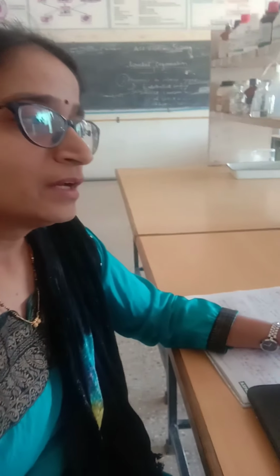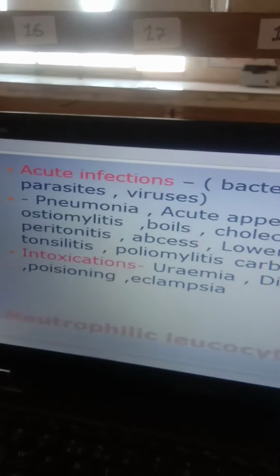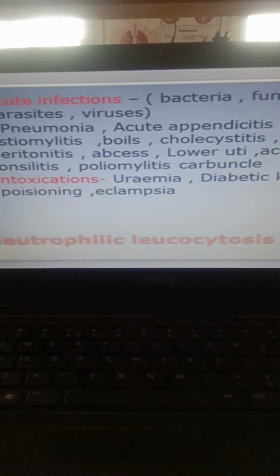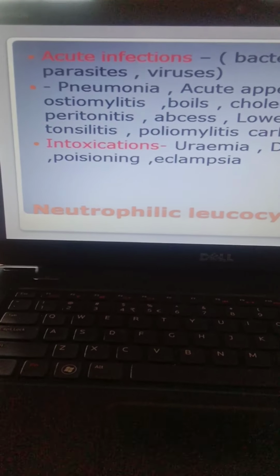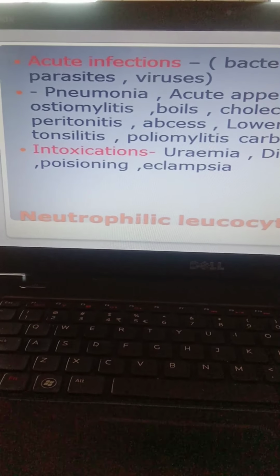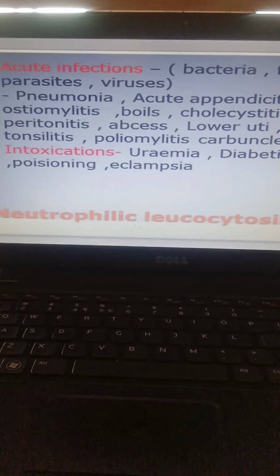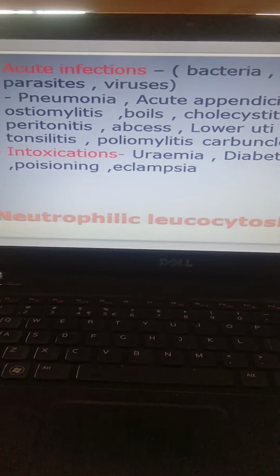Now we are going to discuss neutrophilic leukocytosis. We call it neutrophilia; it is also called polymorphonuclear leukocytosis. It is a very important count for your clinical pathology, in theory as well as in practicals. The criteria are acute infections, which may be due to bacteria, fungi, parasites and viruses. We see neutrophilia on account of streptococcal, staphylococcal and pneumococcal infections.